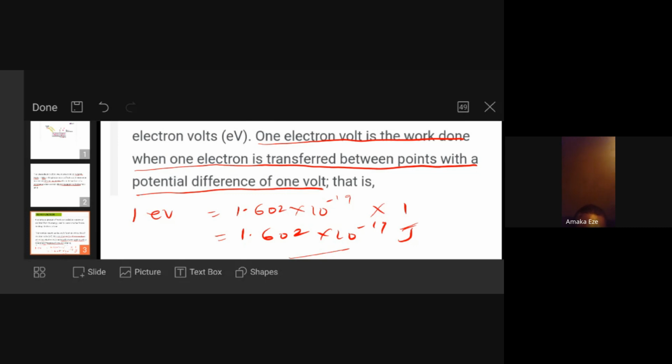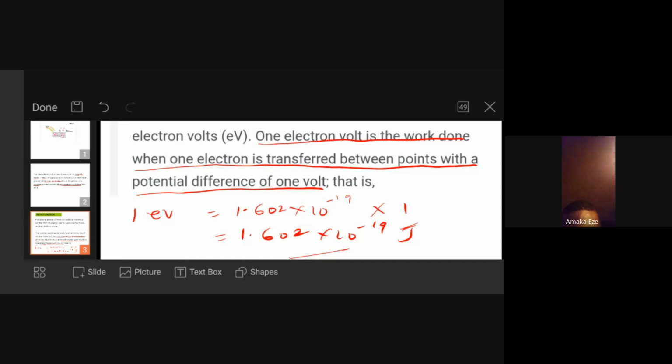This minus 19 here. Sometimes it might be given to you, they'll just give you 1.6, all right? They'll just approximate 1.602 to 1.6. But have it in mind that for you to convert from electron volt to joules, simply multiply that magnitude, that value given to you, by 1.602 times 10 to the minus 19. That gives you its value in joules.